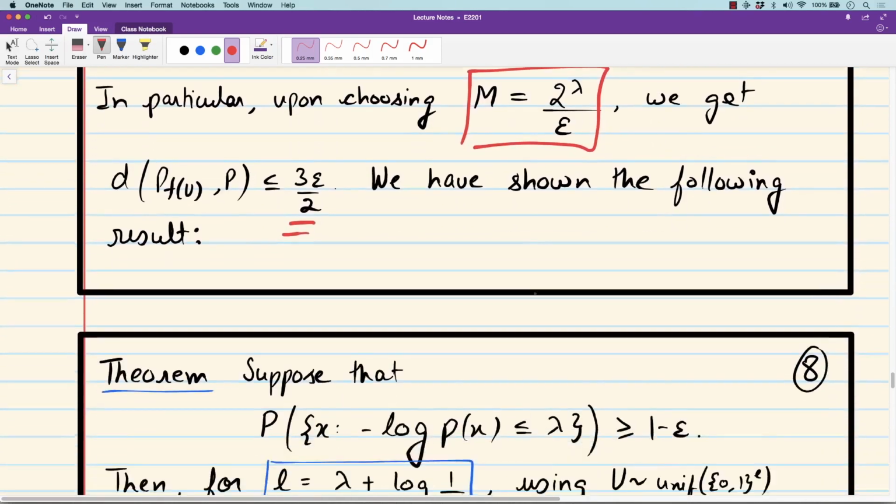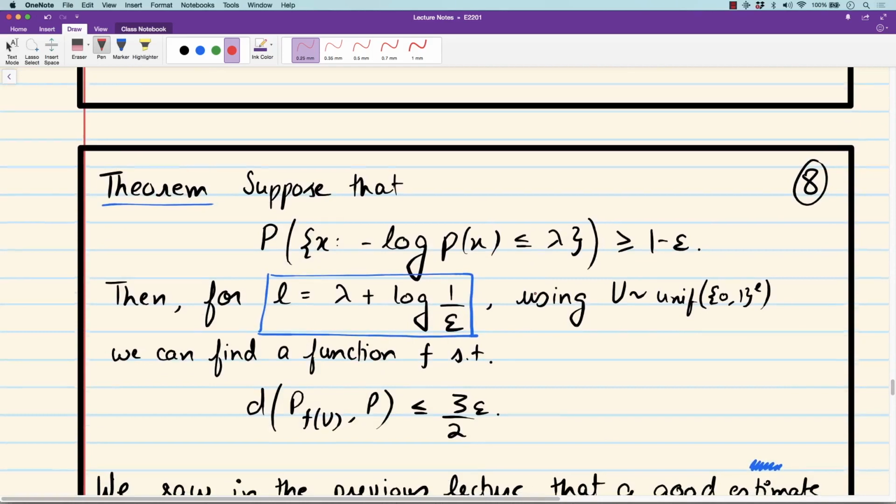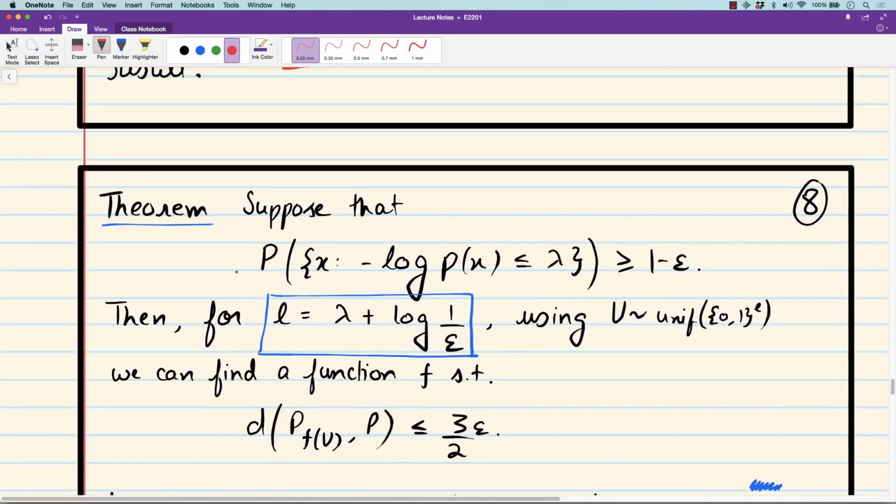Okay. So what have we shown? Here is the theorem that we have shown. Suppose that you can find a lambda for which minus log px is less than or equal to lambda with probability greater than 1 minus epsilon. So it's a large probability upper bound on this minus log px. This is the quantity we have been playing around with this week and also last week. Okay, so suppose that is true.